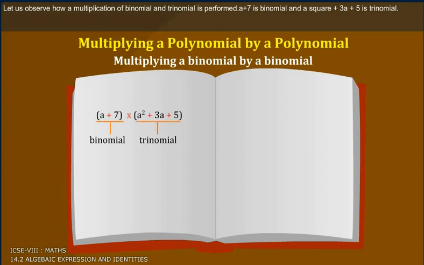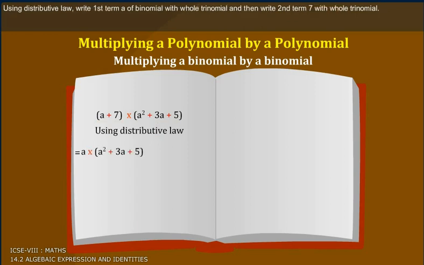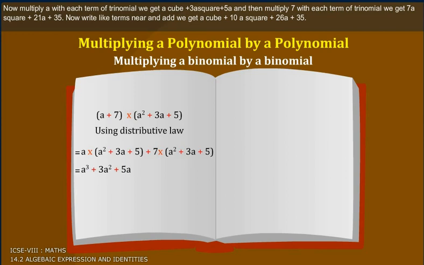a plus 7 is a binomial and a square plus 3a plus 5 is a trinomial. Using the distributive law, write the first term a of the binomial with the whole trinomial and then write the second term 7 with the whole trinomial. Now multiply a with each term of the trinomial, we get a cube plus 3a square plus 5a, and then multiply 7 with each term of the trinomial, we get 7a square plus 21a plus 35.